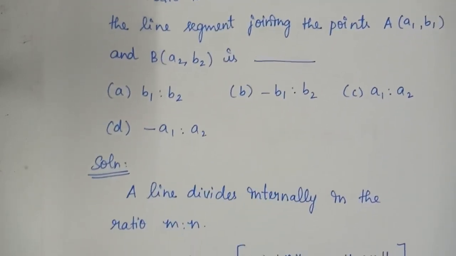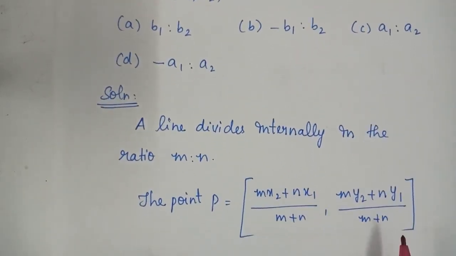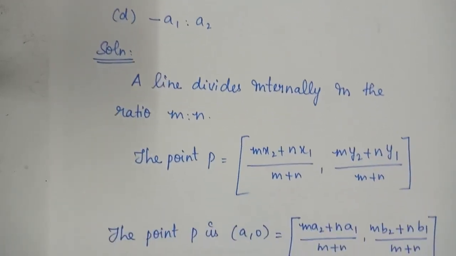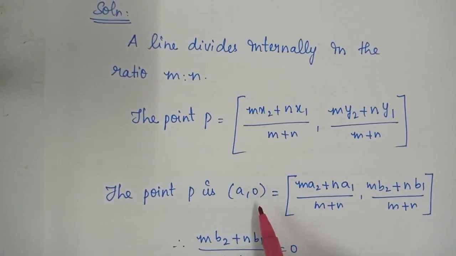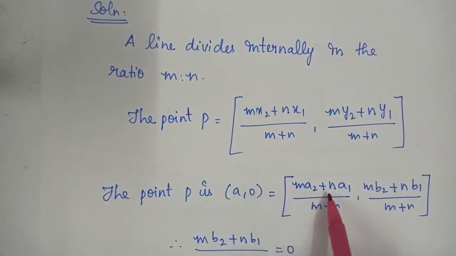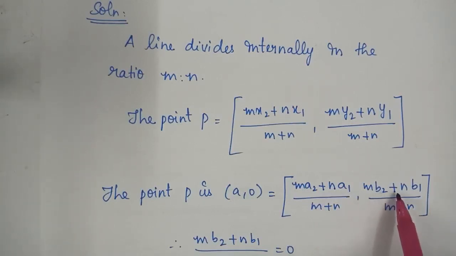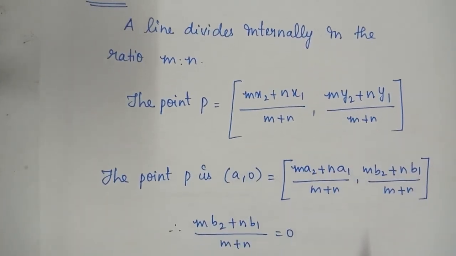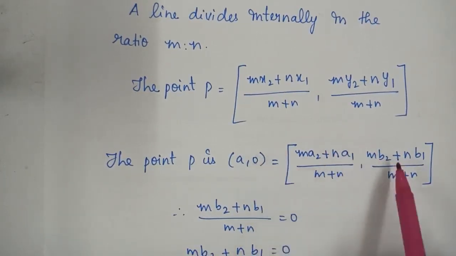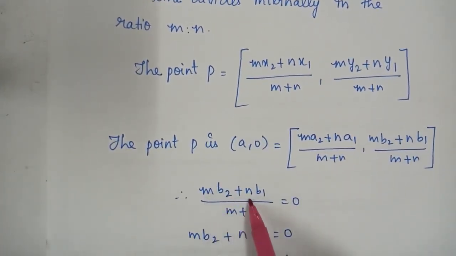So solution, a line divides internally in the ratio m:n. We know the formula. The point P is equal to (mx2 plus nx1) divided by (m plus n), (my2 plus ny1) divided by (m plus n). Here the point P is (a,0), which is equal to (ma2 plus na1) divided by (m plus n), (mb2 plus nb1) divided by (m plus n). We are just equating the y coordinate, that is (mb2 plus nb1) divided by (m plus n) is equal to 0.